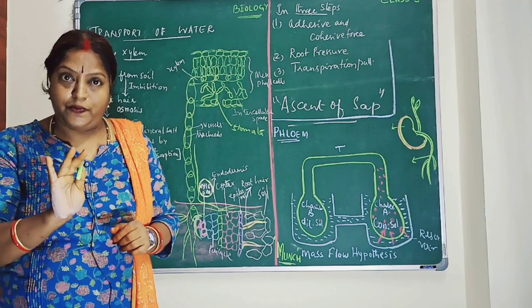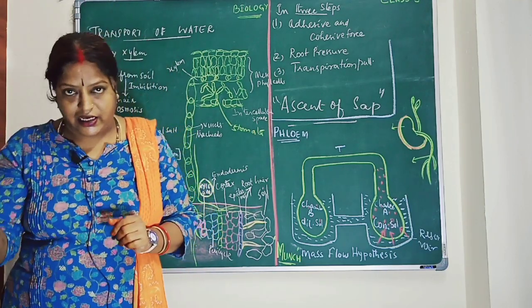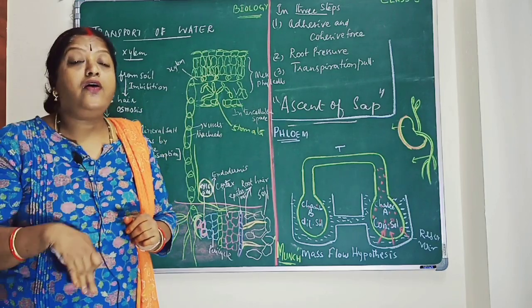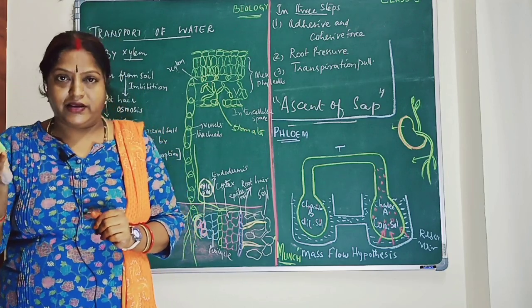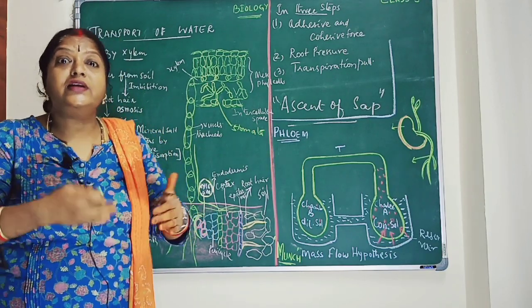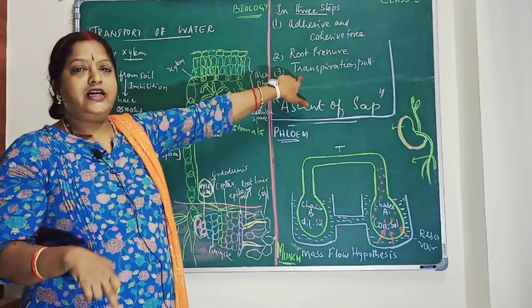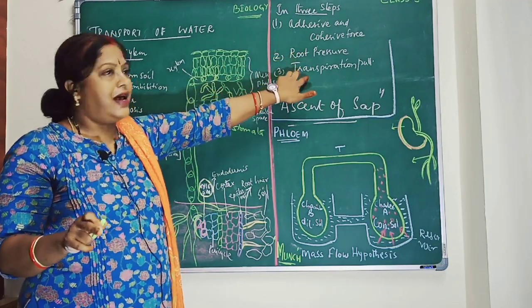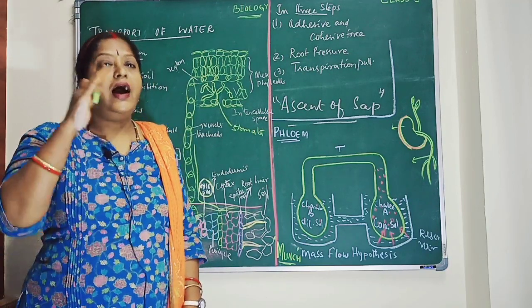Okay, very small plants, but there are plants more than 80 meters and still higher. Okay, so the redwood tree of California measures about 100 meters to 120 meters. Okay, so how does water transport in such a higher plant, children? Okay, that is because of transpiration pull. Both root pressure and transpiration pull help in the transport of water in higher plants.